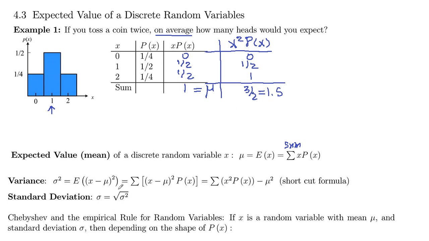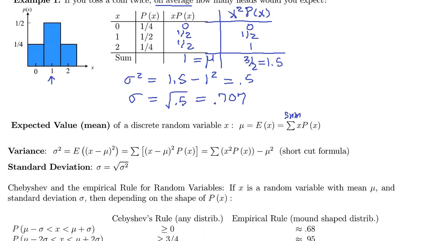And then the standard deviation, you just take the square root. So our variance, sigma squared, is the sum of x squared p of x, 1.5, minus the mean squared. Our mean is 1, so 1 squared. So that's just 0.5. And then sigma would be the square root of 0.5, which is about 0.707. So now we know how to do center and spread for a discrete random variable.